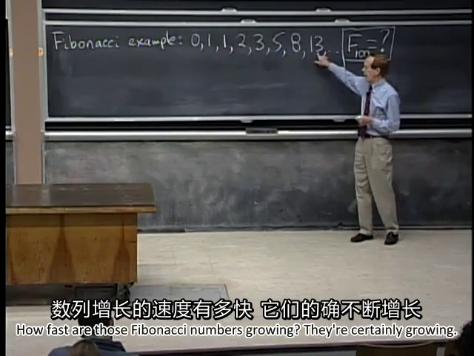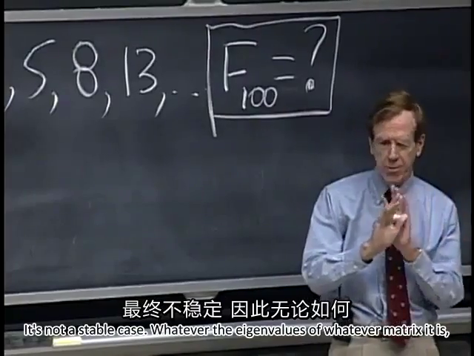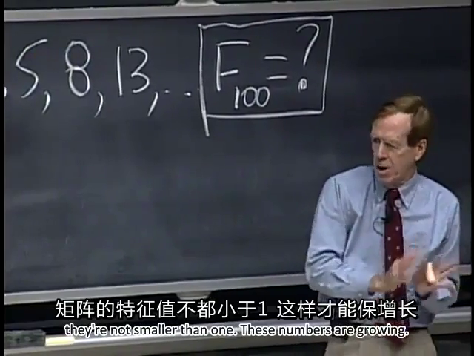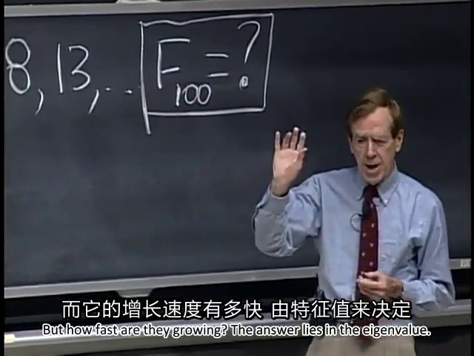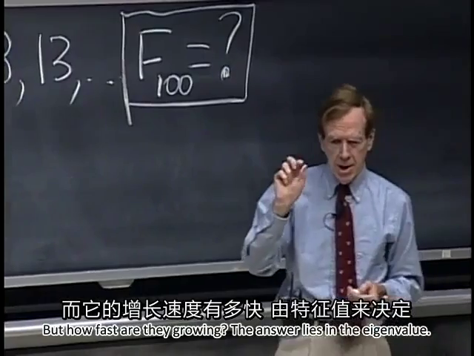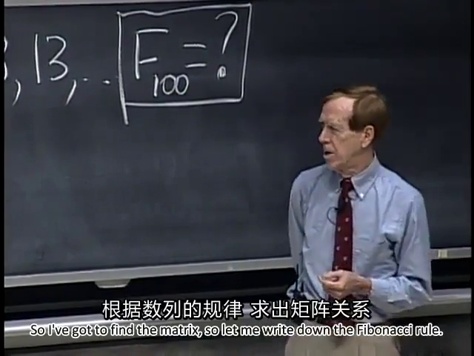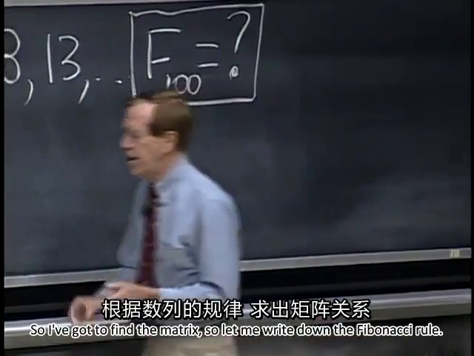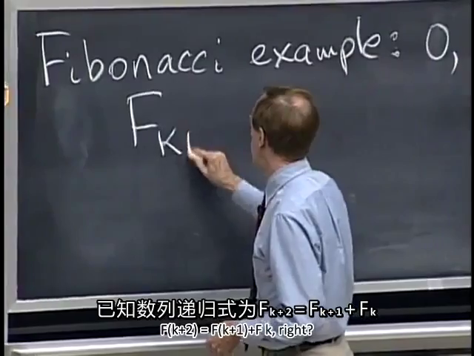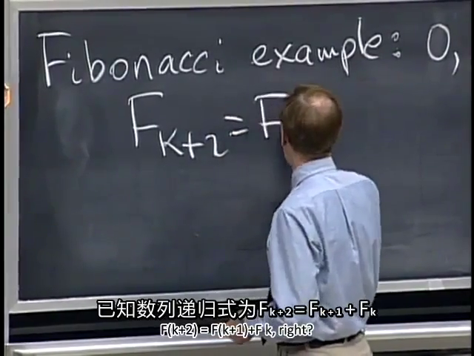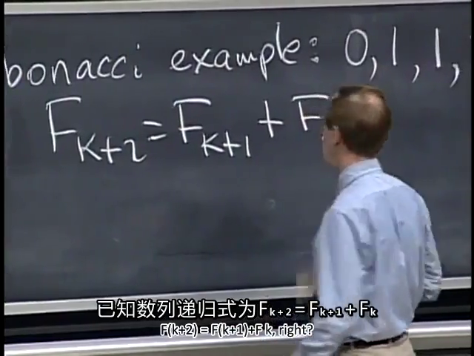They're certainly growing. It's not a stable case. Whatever the eigenvalues of whatever matrix it is, they're not smaller than 1. These numbers are growing. But how fast are they growing? The answer lies in the eigenvalue. So I've got to find the matrix. So let me write down the Fibonacci rule. F k plus 2 is F k plus 1 plus F k. Right?